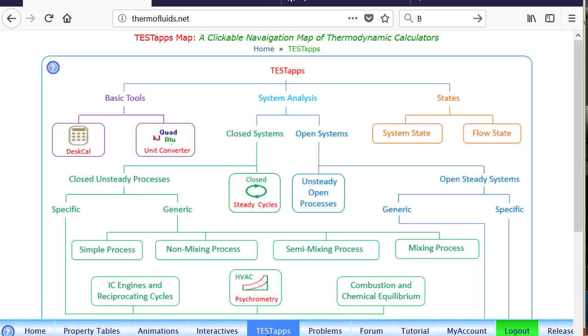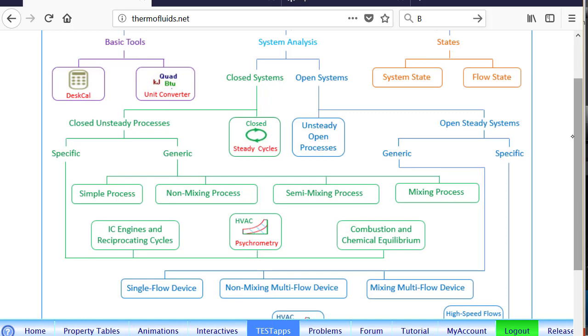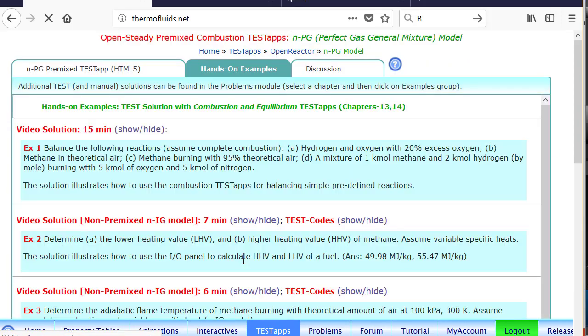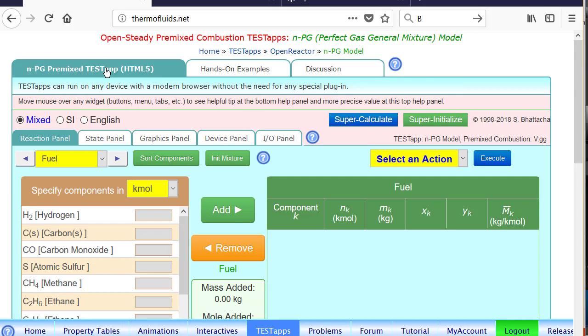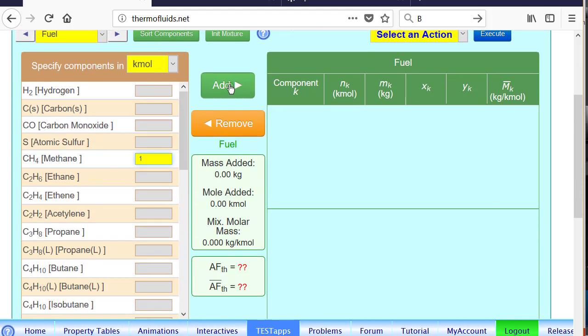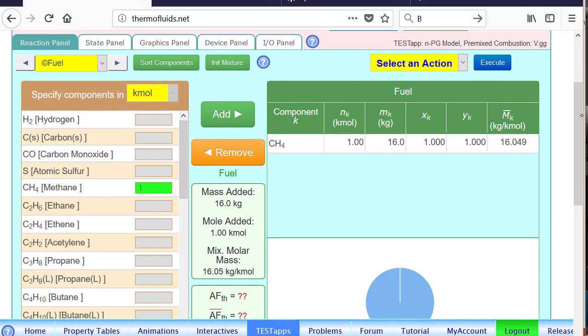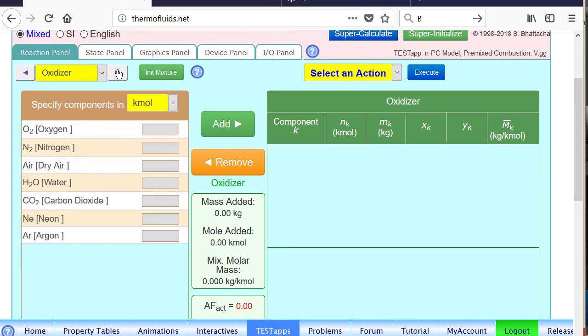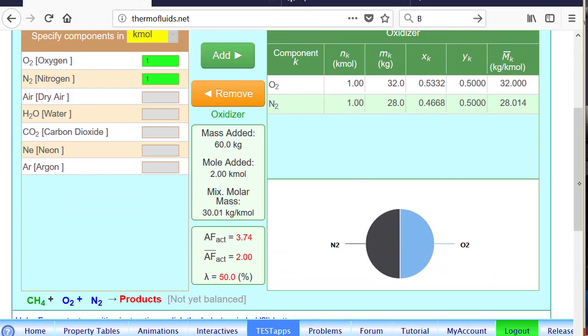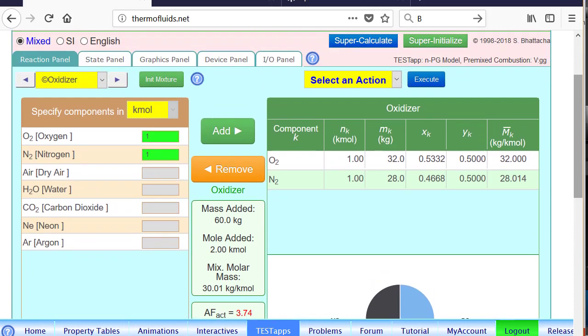Go to the test steps page and we follow open specific branch and the premixed combustion. Let's first start with the PG mixture model. So let's set up the reaction. Methane is our fuel, and let's compose our oxidizer. It's a 50-50 mixture of, one is by default oxygen and nitrogen, but this is not the amount of oxygen and nitrogen we want, this is the proportion.